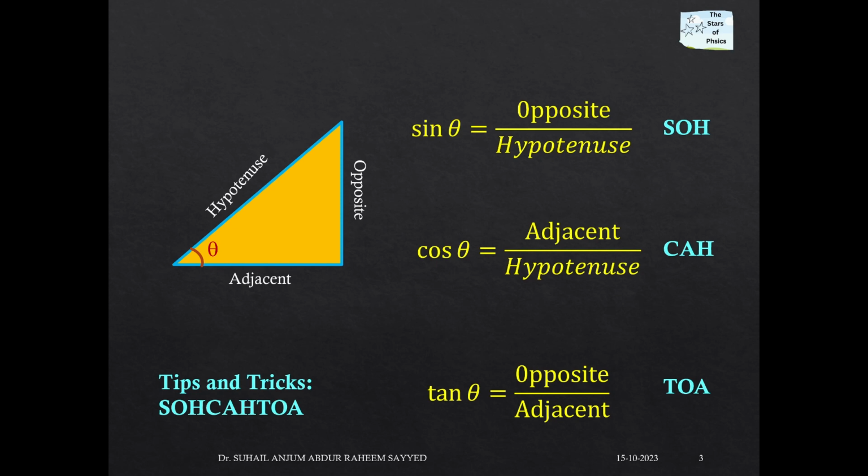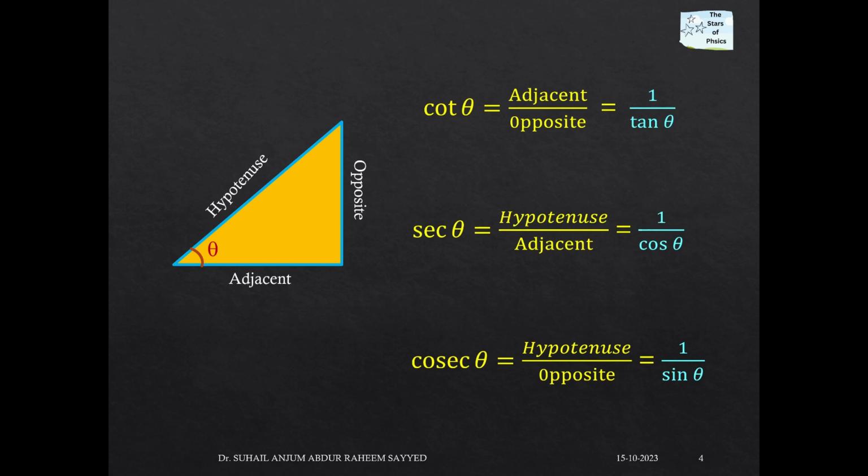The other three trigonometric ratios are nothing but reciprocals of these three ratios. The first one is cot of theta. Cot of theta is the reciprocal of tan of theta, so it is 1 upon tan of theta, given by adjacent side divided by opposite. Then sec of theta is the reciprocal of cos of theta, so it will be hypotenuse divided by adjacent. And cosec theta is the reciprocal of sine of theta, so it is 1 upon sine theta, which will be hypotenuse divided by opposite side.